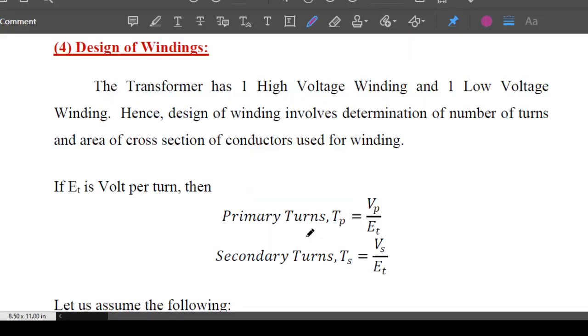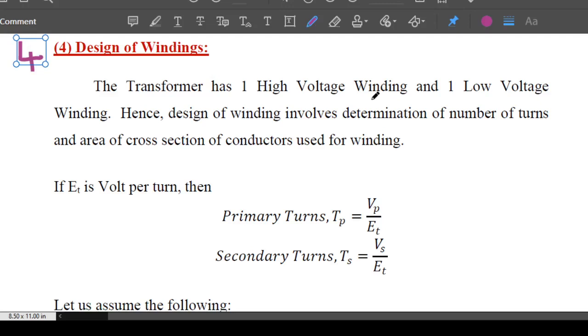The next one is design of windings. Now you all know that we have two types of windings: one is primary winding and another one is secondary winding. We have mentioned it as one high voltage winding and one low voltage winding. When you are about to design the windings, you should keep in mind the number of turns required for the primary and the secondary, and the area of the cross section of the conductors required for the winding.